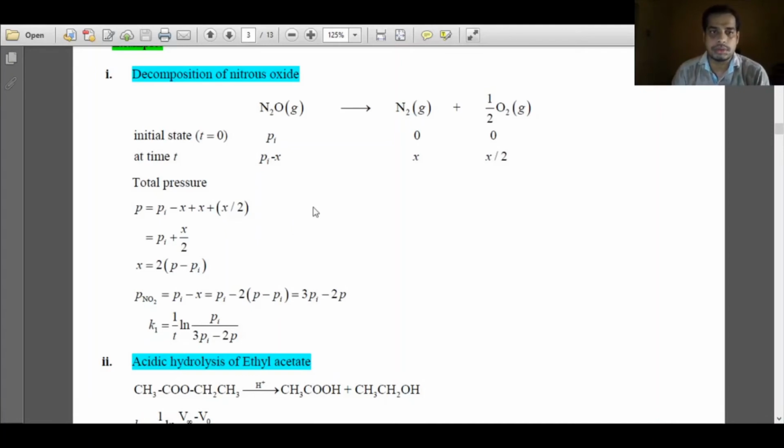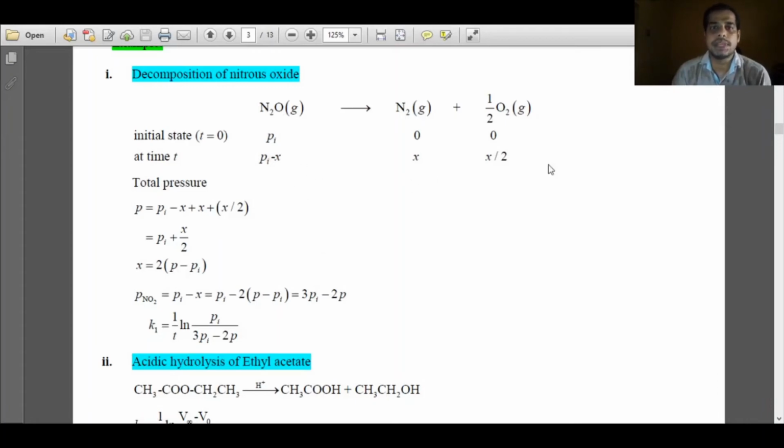So why am I doing this? From this expression I can find out x in terms of P and Pi. What is P? Total pressure, and Pi is the initial pressure of nitrous oxide at zero time. And what is P?